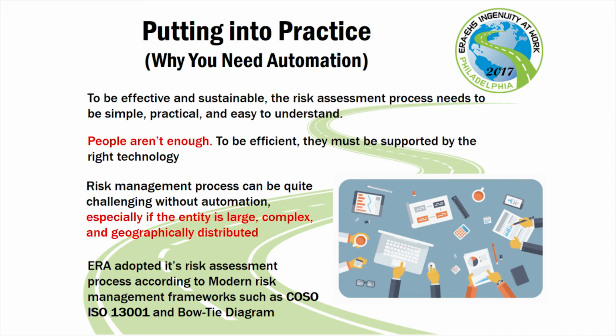Risk management can be quite challenging without automation, and I think we all get that, right? Especially if the entity is large, complex, and geographically distributed. If you're distributed, not just in the US and Canada or Mexico, but on other continents, right? You said trying to get the data, Aaron, from the European companies. It starts to get even more complex. So ERA has adopted a risk assessment process according to modern risk management frameworks, such as COSO, ISO 31000, and what I just showed you previously, the bow tie diagram.